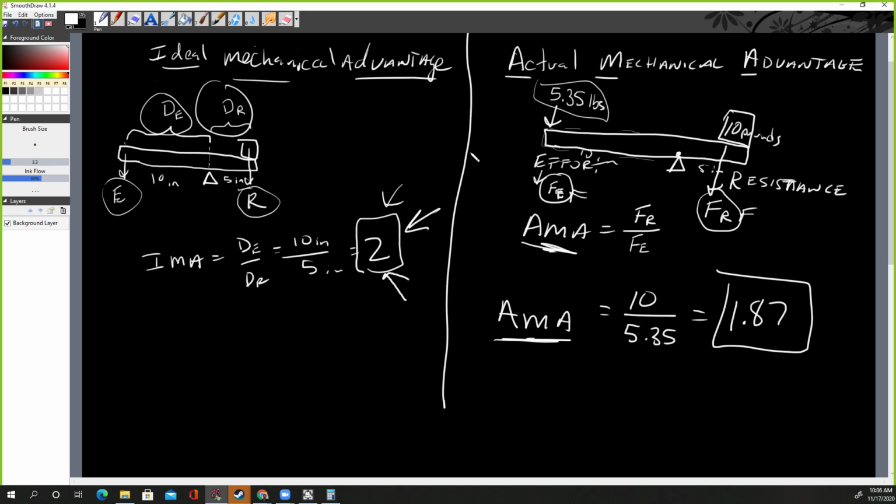And this works for any type of machine, especially any levers for sure. We just take the FR and FE. The force of resistance, how much weight are you trying to move, and how hard did you push to do it? And you just divide them. This pretty much works for almost every single machine. All you're doing is measuring the force you're moving right here and dividing it by the force you had to push to make it move. And then that gives you the actual mechanical advantage, the real life using it mechanical advantage.